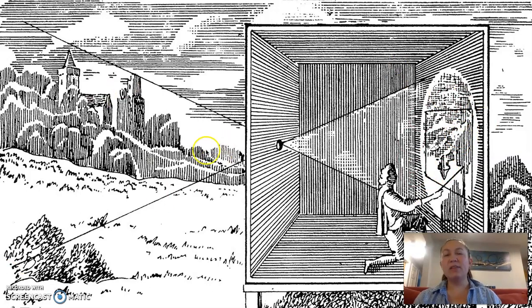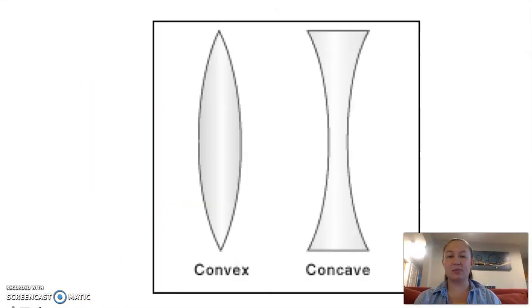So we now know light travels in rays. It travels in straight line paths. And it does this through lenses. A lens is a device that uses refraction to bend rays of light. Now, someone was asking, what's the difference between convex and concave? Well, that's referring to the shape of the lens itself. Convex lenses have sides that bend outwards. Concave lenses have sides that bend inwards like a cave.